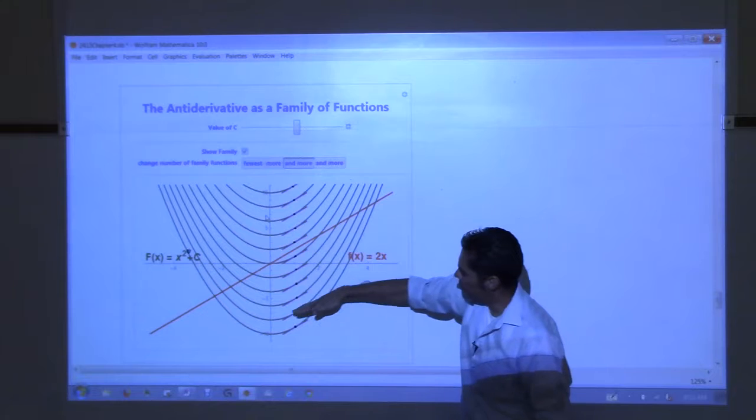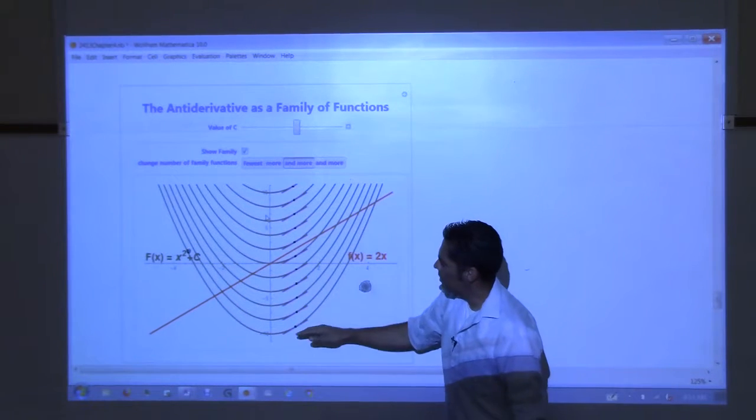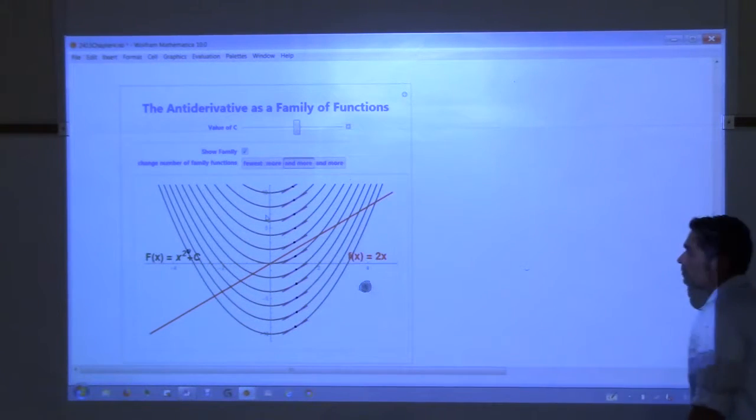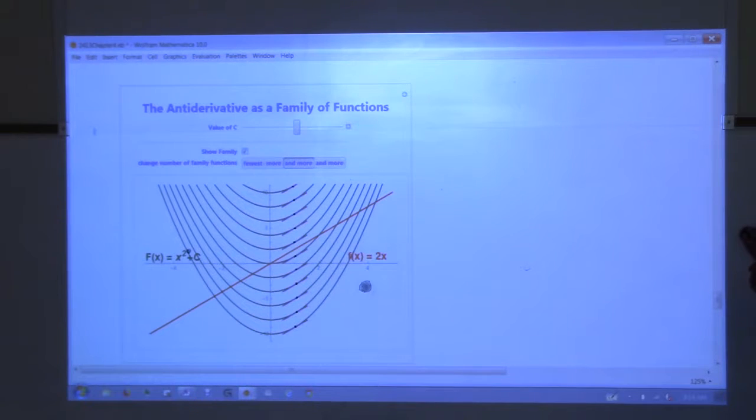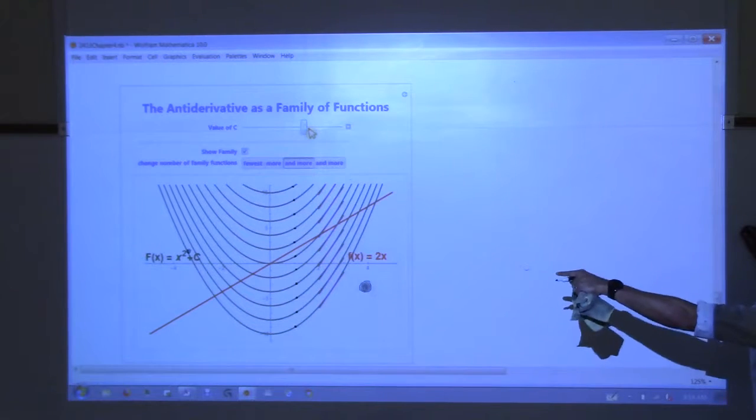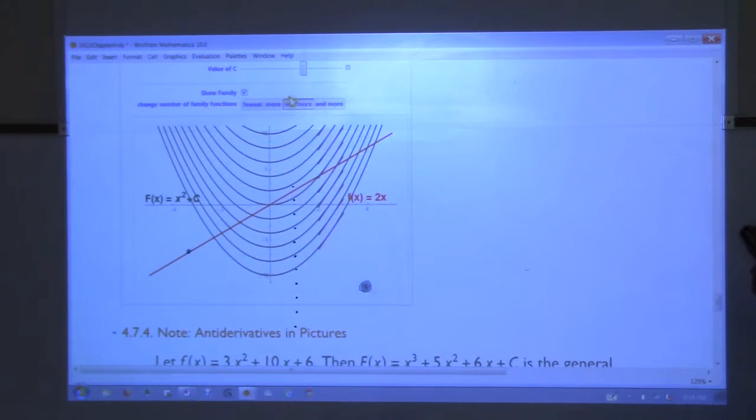2x gives us that slope, which is the same for all of them, no matter which x we pick. So that's why we get a family when we go backwards from 2x back to its antiderivative. Okay.